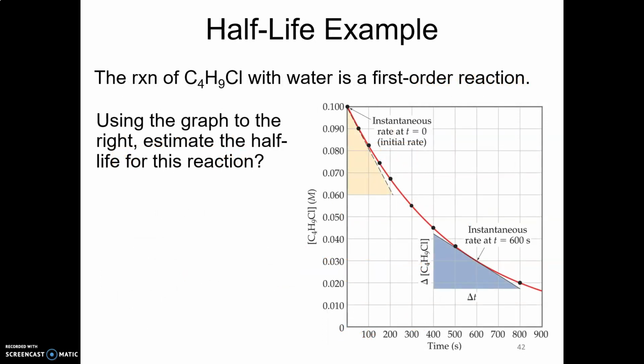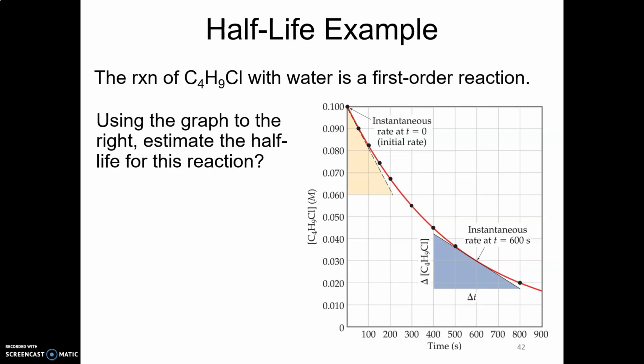Okay, so let's take a look at our graph here. So here we have the reaction of butyl chloride with water, and it's a first order reaction, okay? Well, we know for sure, hopefully, by looking at this graph, it can't be zero order because this is time versus concentration, and it is not a straight line, okay? So you know it can't be zero order. So your only options at this point are first or second. I'm telling you it's first order, okay? So using the graph to the right, estimate the half-life for this reaction.